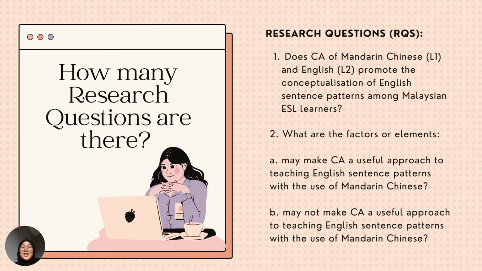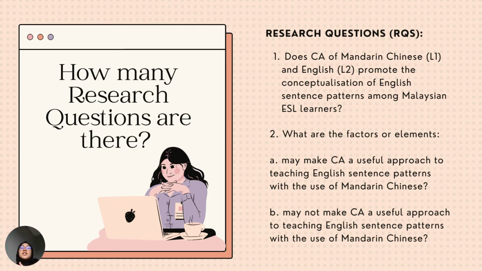Hi and Assalamualaikum. I'm Nur Ain Sakina and I will be proceeding with the research questions. So how many research questions are there? There are a total of 3. So the first one is, does CA, contrastive analysis, of Mandarin Chinese, which is L1, and English, which is L2, promote the conceptualization of English sentence patterns among Malaysian ESL learners? Okay, that's the first one, the main one.